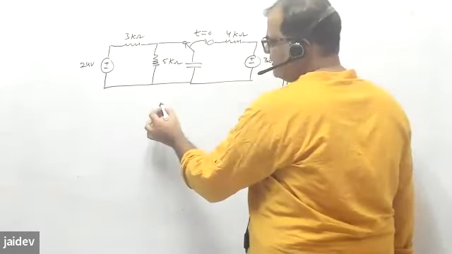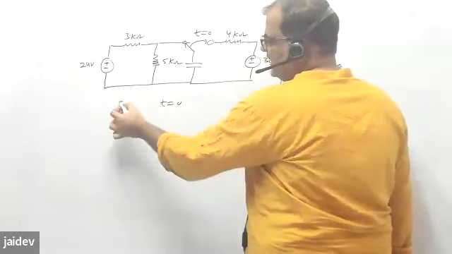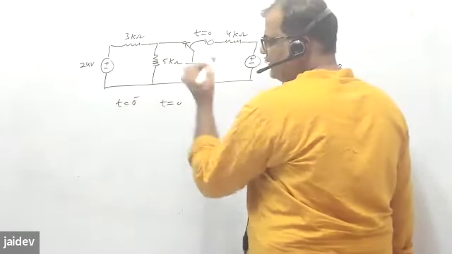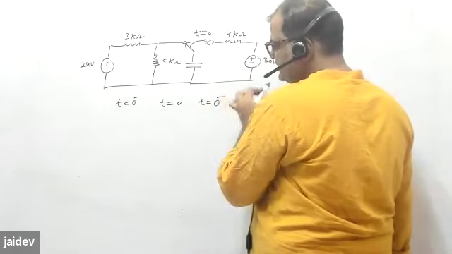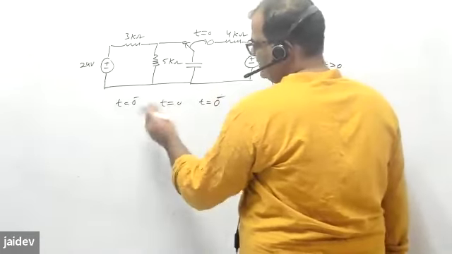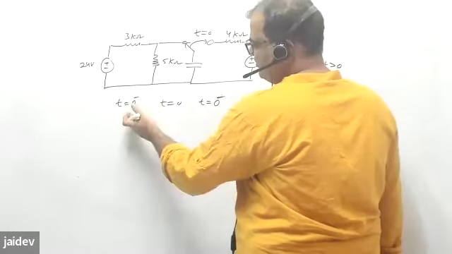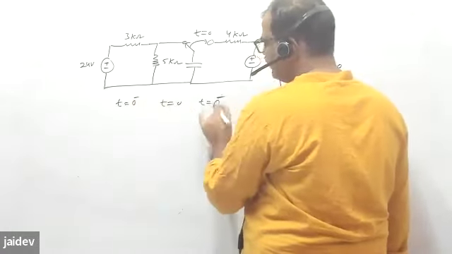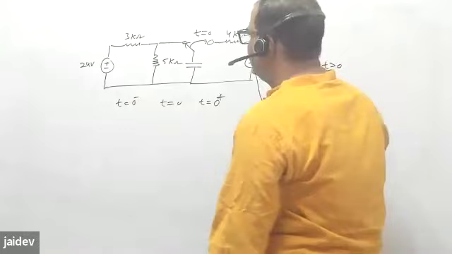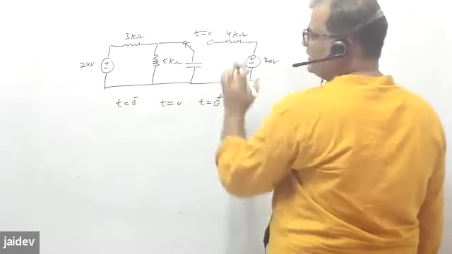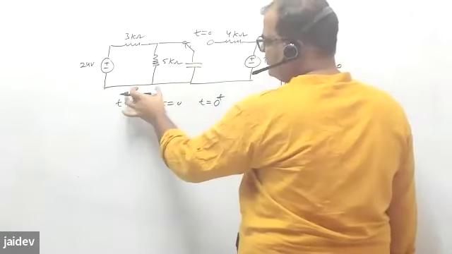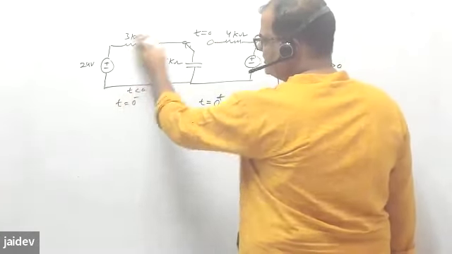I told you now what is time. Time is t equal to 0, just before 0 or t less than 0, and this is t greater than 0, just after 0. So this is the case. This circuit is not initially disconnected. So the only circuit before, at t less than 0, is this circuit.